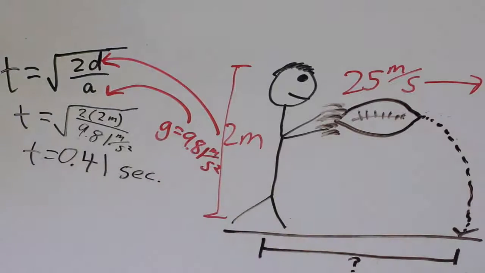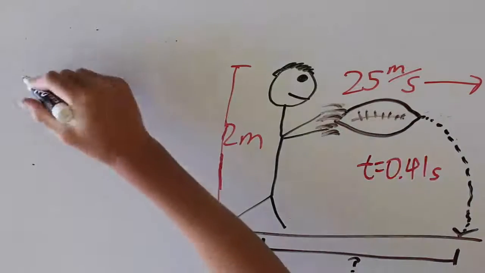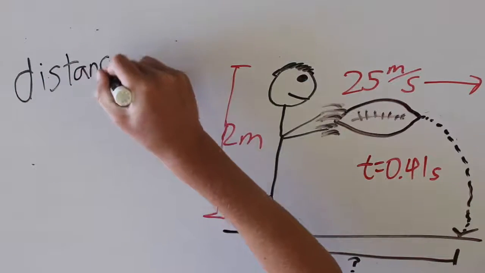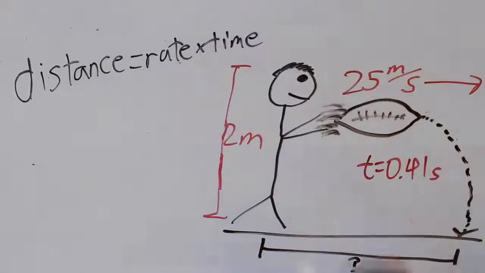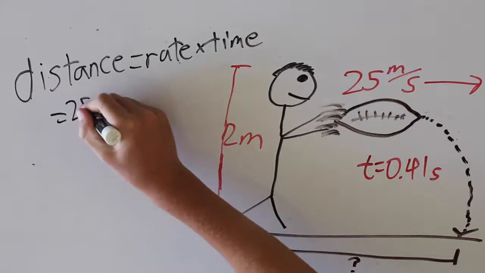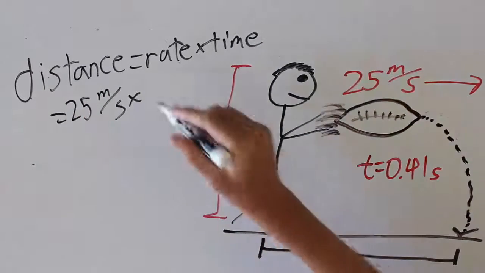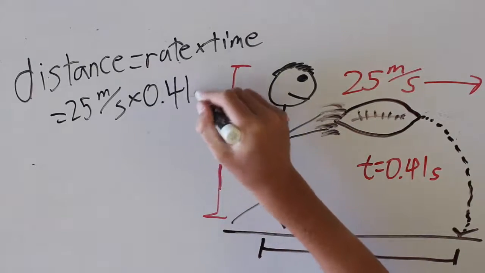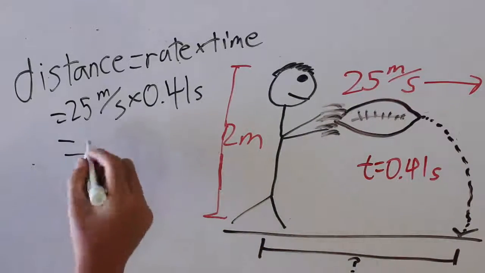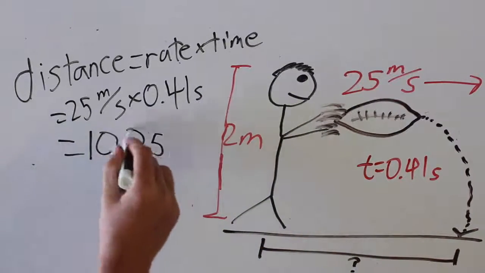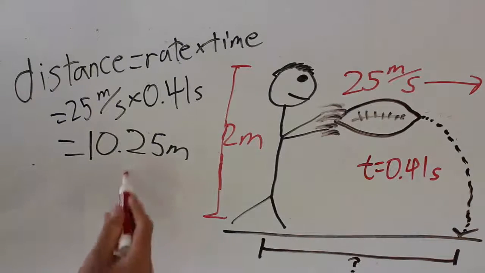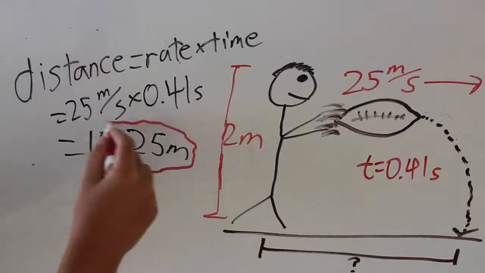Now that we have the time, we can figure out how far it travels during that period. To find horizontal distance, we multiply the horizontal velocity by the time it travels before hitting the ground. Makes sense, right? So we insert the variables into the equation. So the ball goes at 25 meters per second for 0.41 seconds, which equals a horizontal distance of 10.25 meters. So the ball traveled 10.25 meters before it hit the ground.